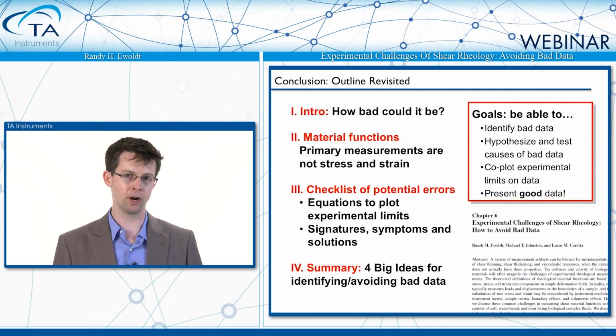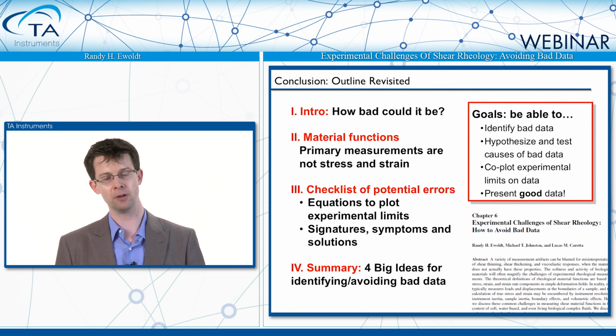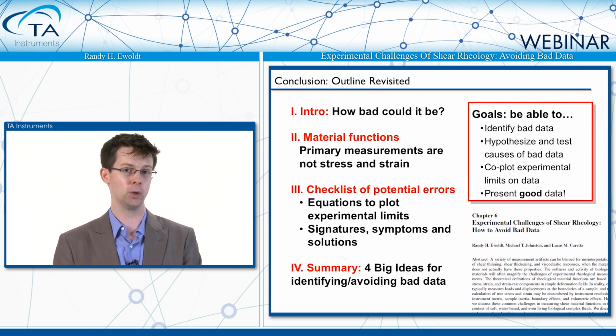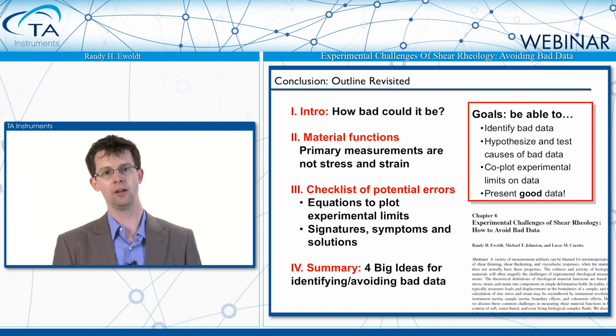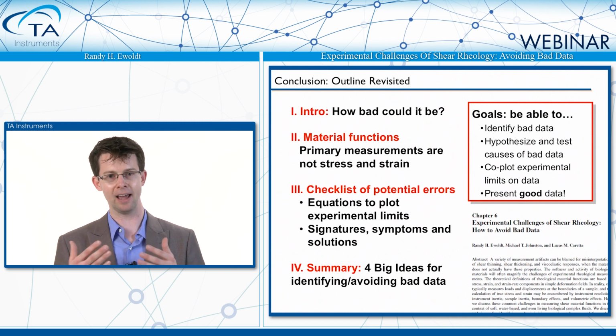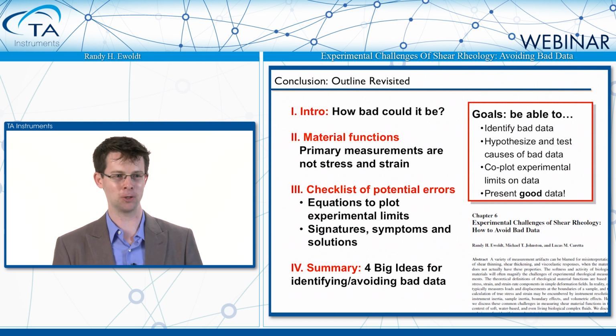So I'll finish near where I started, which is to summarize the outline, but also the goals. So hopefully after this, you'll feel more equipped to identify bad data through these techniques. I hope I've also equipped you to guess why the data might look bad, because if you can identify why it's going bad, you can identify a way to avoid those issues by changing geometries or even changing to a different type of instrument to use. We talked a lot about co-plotting experimental limits. And finally, at the end of the day, I want you to present good data. Don't be an example in somebody else's presentation about collecting bad data. Make sure your data is good.